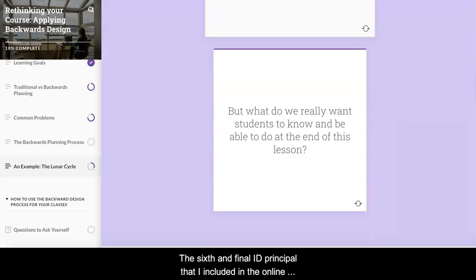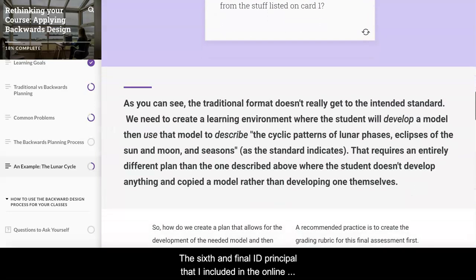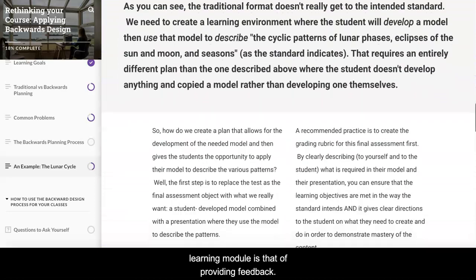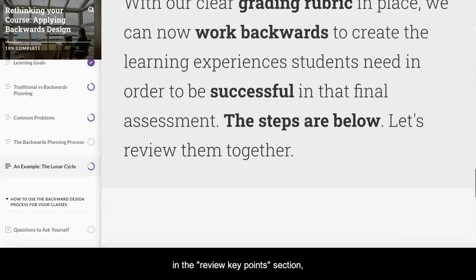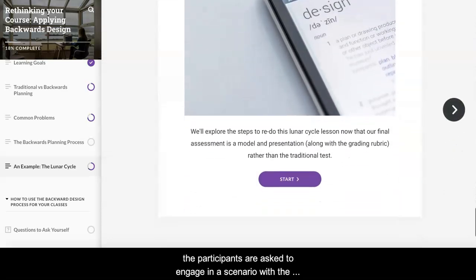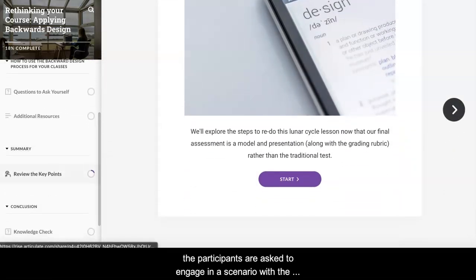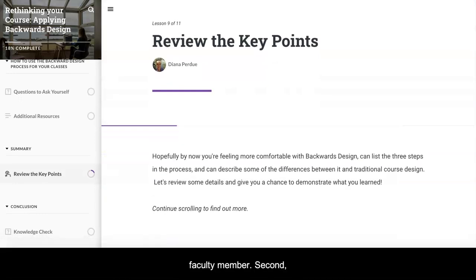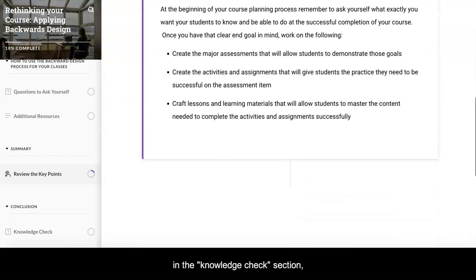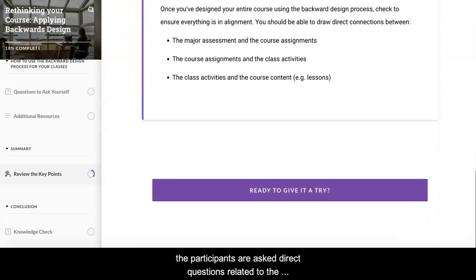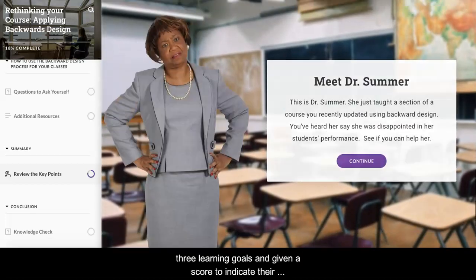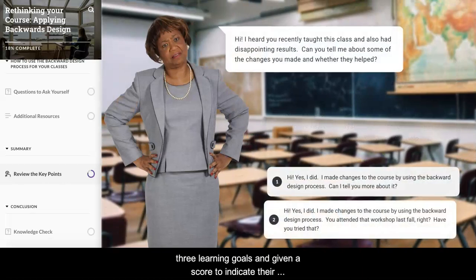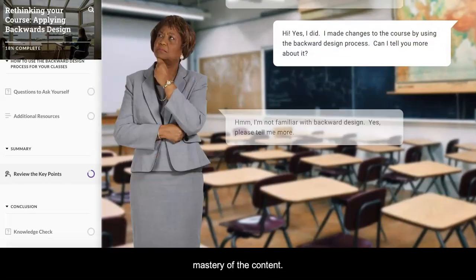The sixth and final ID principle that I included in the online learning module is that of providing feedback. I did this in 2 ways. First, in the Review Key Points section, the participants are asked to engage in a scenario with the faculty member. Second, in the Knowledge Check section, the participants are asked direct questions related to the 3 learning goals and given a score to indicate their mastery of the content.